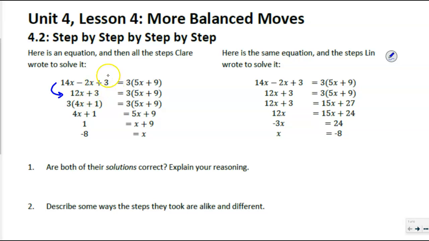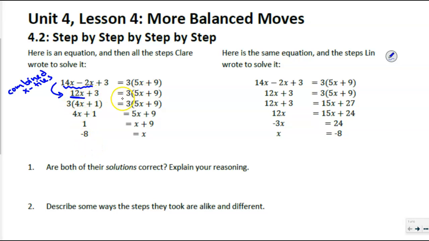This is what I see. On this first row, I don't see any change at all on the right-hand side. Everything stayed the same. But on the left-hand side, I can see that 14x minus 2x was combined to be 12x. So I'm going to write that here off to the side. Here we combined the x tiles.